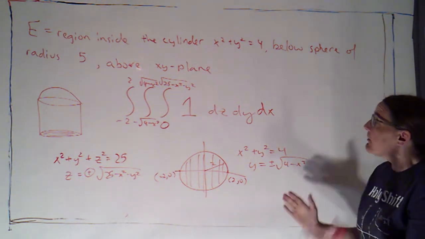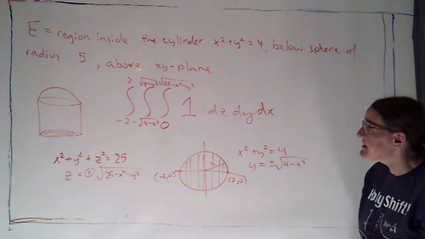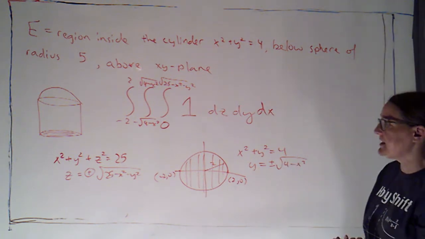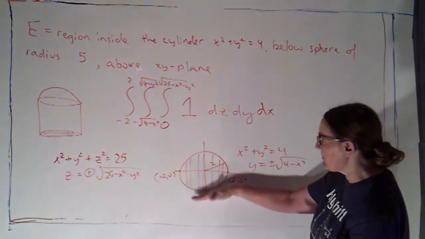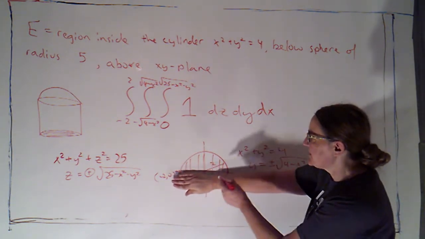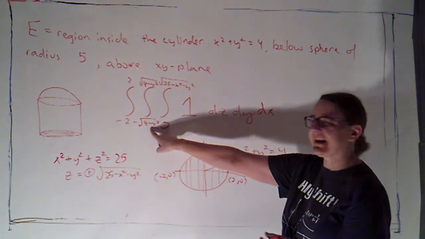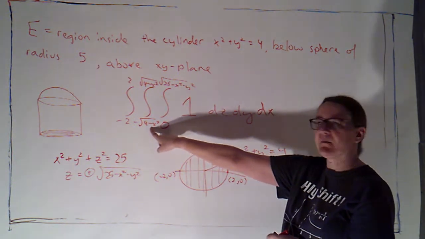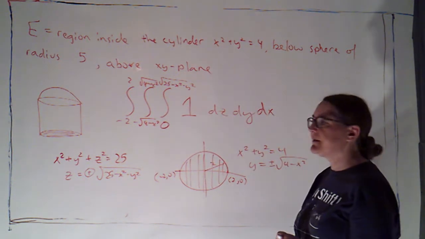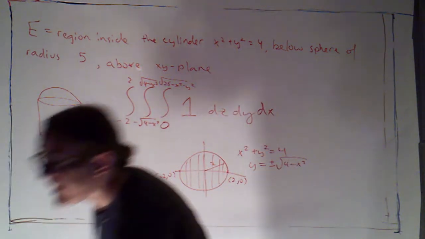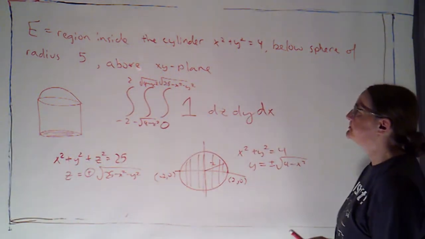Okay, now if I were actually evaluating this, I might also take a shortcut, which is to say that there's some symmetry here. So rather than going from the bottom to the top, I could go from 0 to the top and then just double it. That makes it a little nicer, because then I don't have to deal with negative root 4 minus x squared as a limit of integration. Okay. So totally fine to set it up that way, totally fine not to.